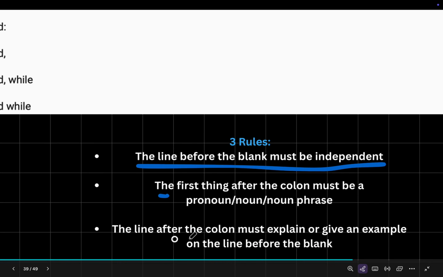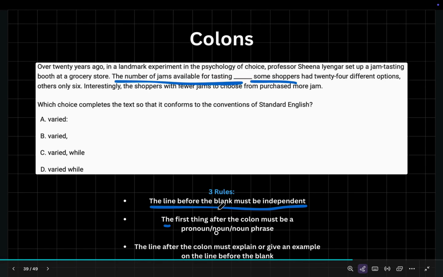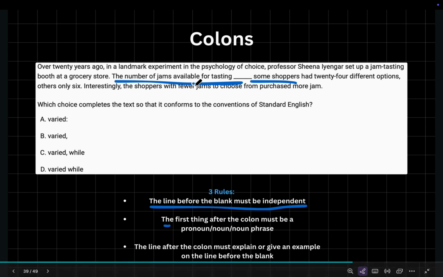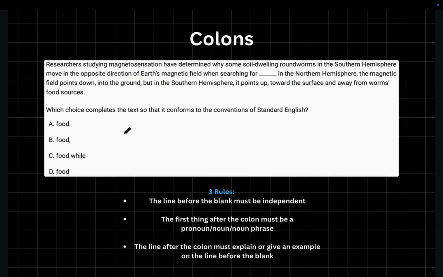What about rule three? The line after the colon must explain or give an example in the line before the colon. Okay, the line before the blank says the number of jams available for tasting varied, and the line after the blank says some shoppers have 24 different options, others only 6. Okay, so the line after the blank is explaining how the number of jams available for tasting varied, meaning that the line after the colon is explaining the line before the blank in more detail. So rule 3 works. Therefore, we will choose the choice with the colon. Okay, what about this next question? Try to solve it on your own.